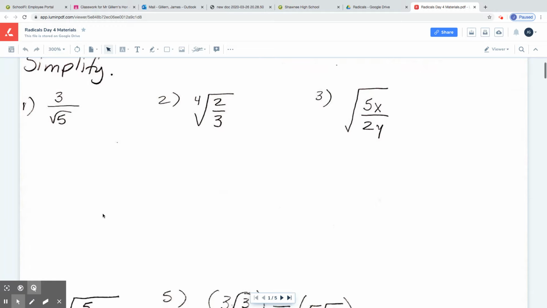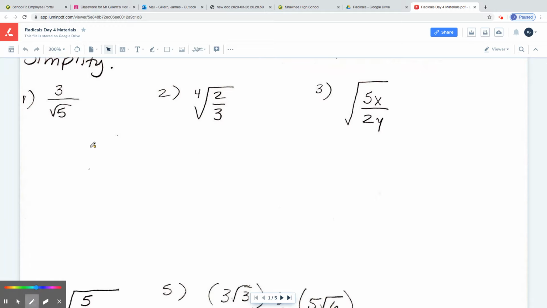Our first example is something you have seen before: 3 over the square root of 5. What do we know? We cannot have a radical in the denominator. So how do I get rid of that? We do that by multiplying the top and bottom by whatever is in the bottom, which is the square root of 5. And we multiply 3 times root 5, which is 3 root 5.